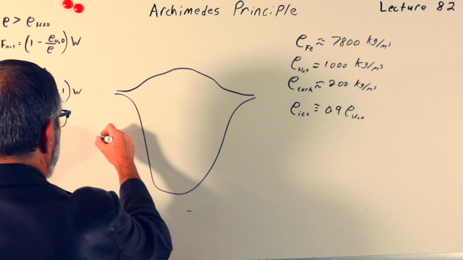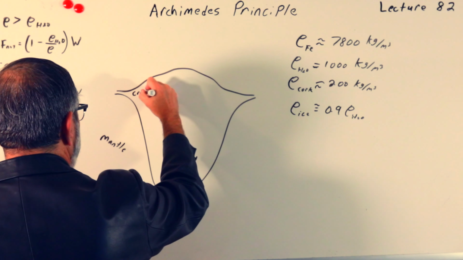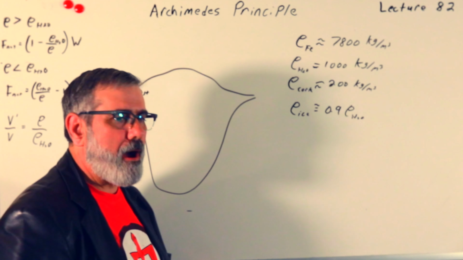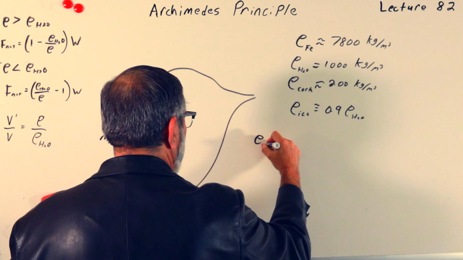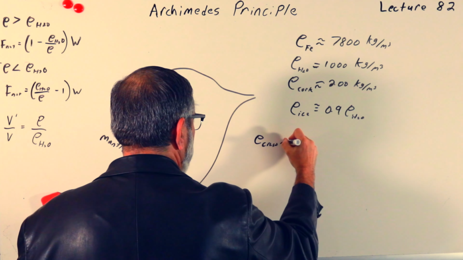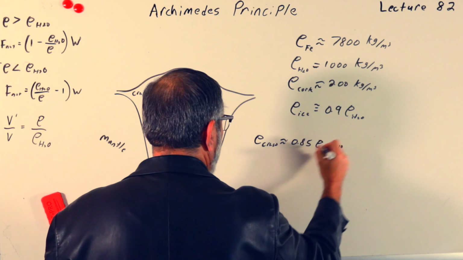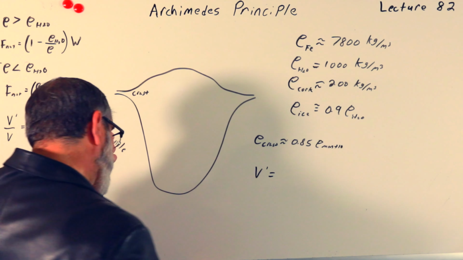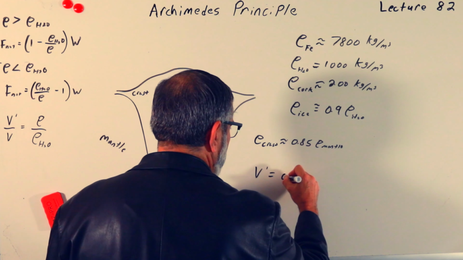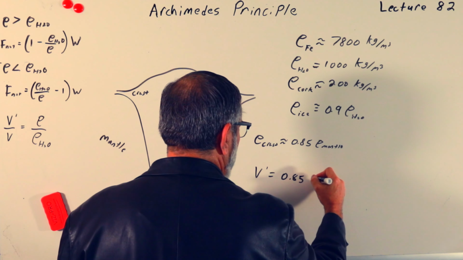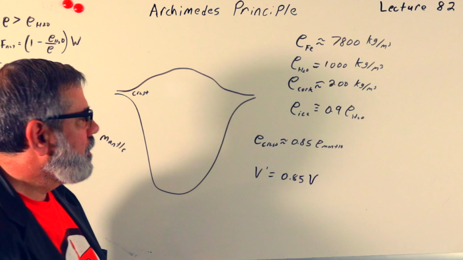There we go. So this is the mantle. This is the crust. And this is one of those things they call mountains, right? So if rho crust is approximately 85% of rho mantle, that means that V prime, the portion of the mountain below the surface that you can't see, is 85% of the total volume of the mountain.